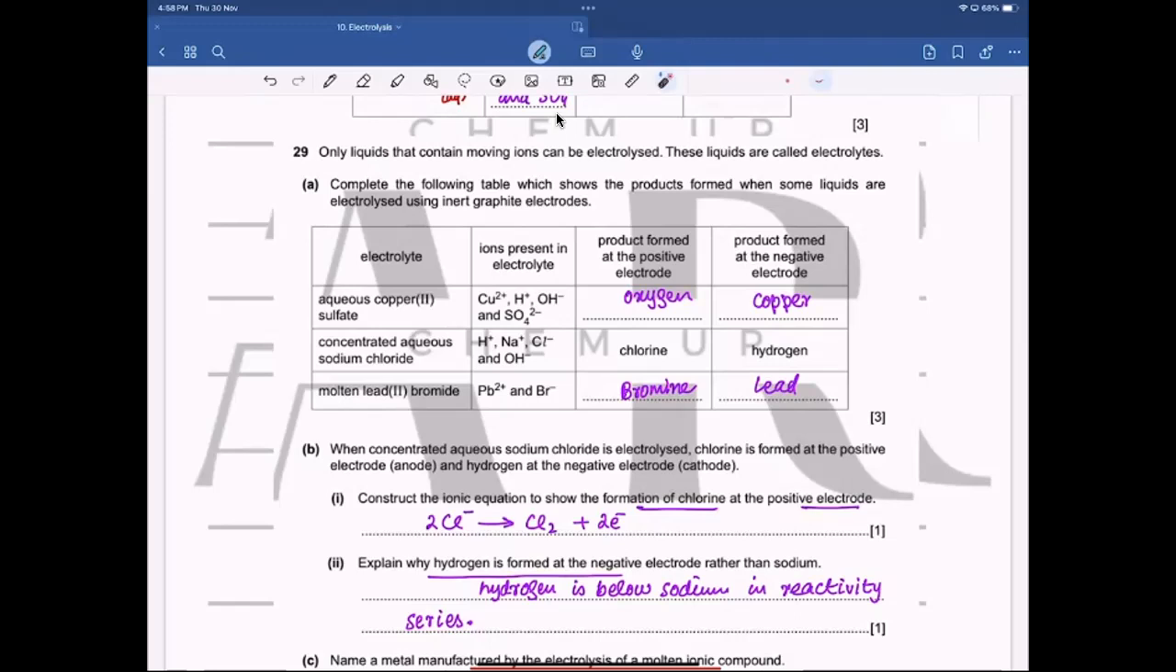Okay. Now they are asking, explain why hydrogen is formed at the negative electrode. The reason is the same that we have discussed, because it is lower in the reactivity series than sodium. So you just need to write this only. Or you can write that it is less reactive than sodium. That will be the answer. Is this clear? Okay.